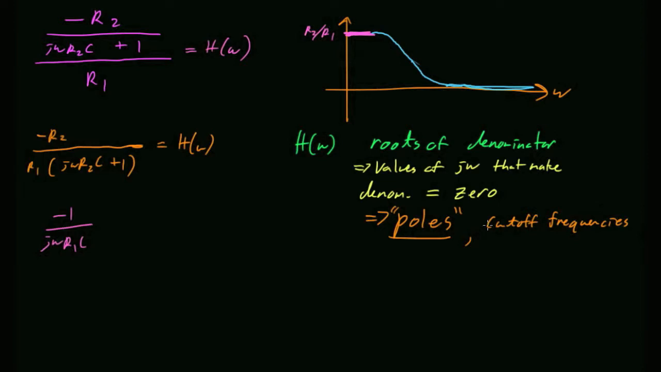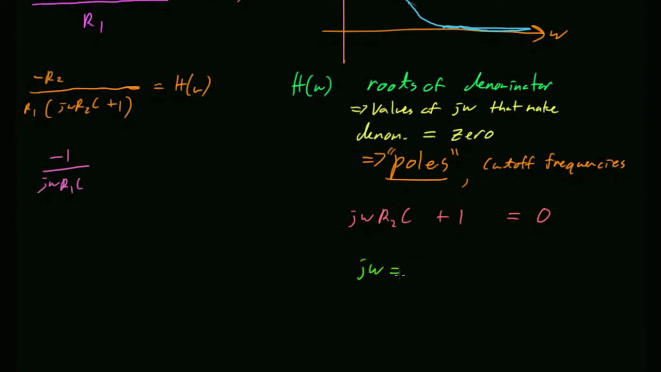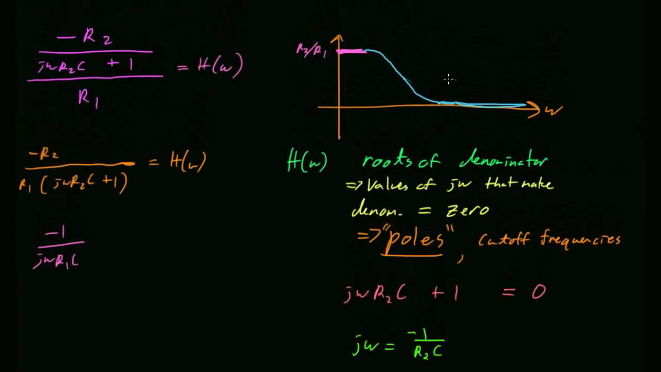What values of j omega make your denominator equal to 0? Your denominator is j omega R2C plus 1. And I'm saying solve that to find the values of j omega that set your denominator equal to 0. So it looks like that will be when j omega equals minus 1 over R2C. So for reasons that I don't want to get into, ignore the minus. Your cutoff frequency is 1 over R2C. That will always be the case, poles and zeros.